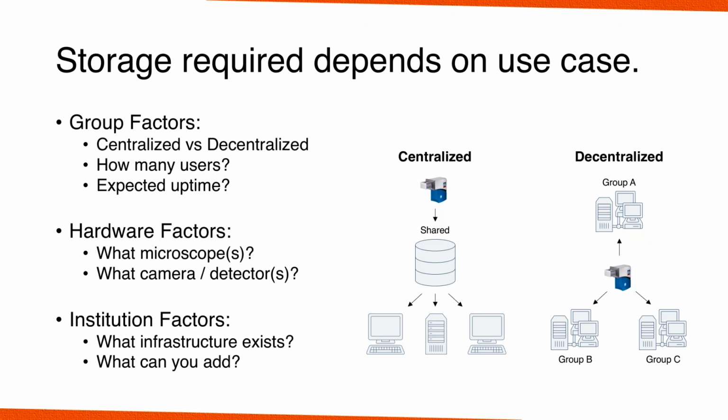It all depends on a lot of things, right? How many users do you have? What's your uptime? What microscopes and cameras and detectors do you have? And your institution factors, right? Are your groups collaborative, or are you doing separate things? Do you have separate funding? Do you have infrastructure in place already? And what are you allowed to even add to that infrastructure? So these are all things that you have to think about when you're setting up a facility, and how the data will flow around it.